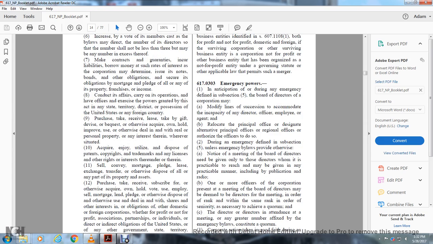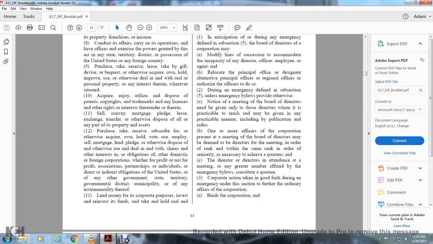Conduct its affairs, carry on its operations, and exercise the powers granted by this chapter in any state, territory, district, or possession of the United States or in any foreign country. 9. Purchase, take, receive, lease, or take by gift, devise, bequest, and otherwise acquire, own, hold, improve, use, and deal with real and personal property, or any interest therein, wherever situated; acquire, enjoy, utilize, and dispose of patents, copyrights, trademarks, any licenses, and other rights and interests thereunder or therein. Sell, convey, mortgage, pledge, lease, exchange, transfer, and otherwise dispose of all or any part of its property and assets.